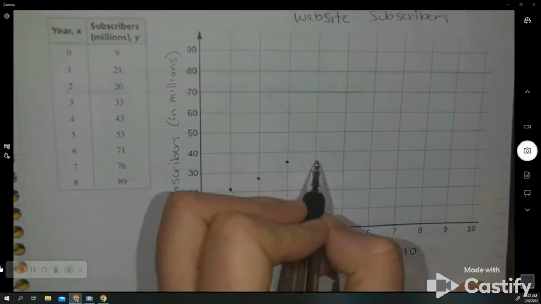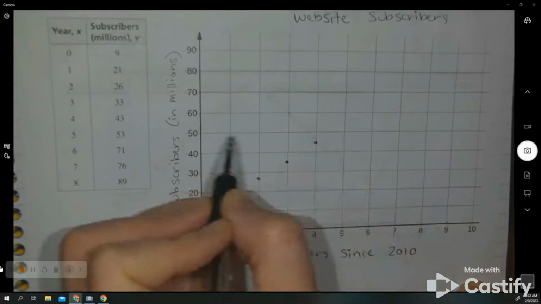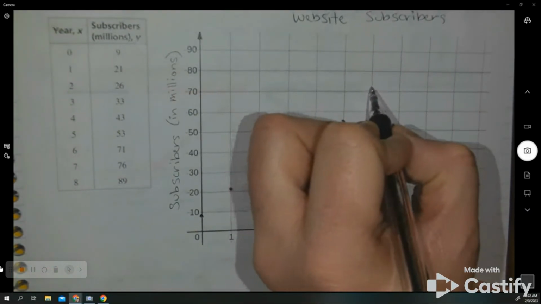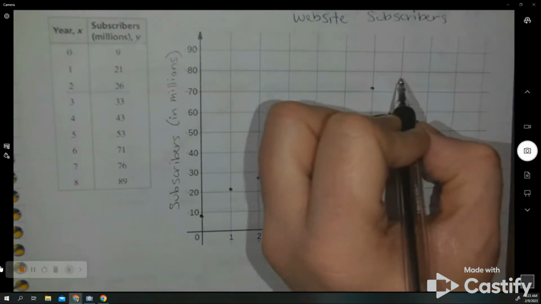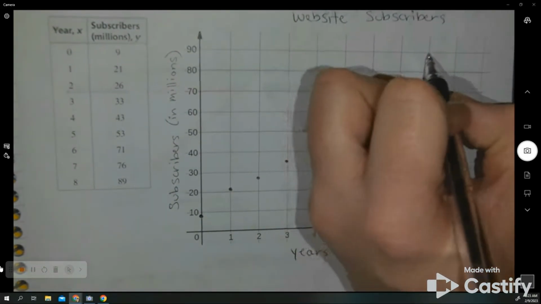4 and 43, that's also just under half. There we go. 5 and 53, oops, 53, a little higher, Mrs. Weber. 6 and 71, there we go, all the way up here. 7 and 76, so that one's just a little bit more than half. There we go. And 8 and 89, that one's almost to there.